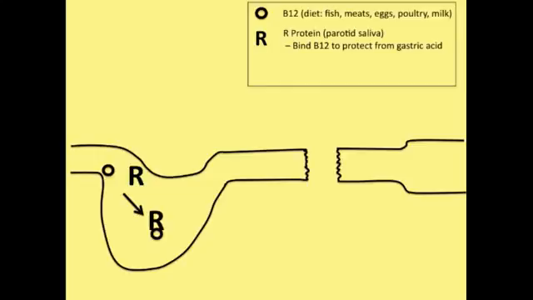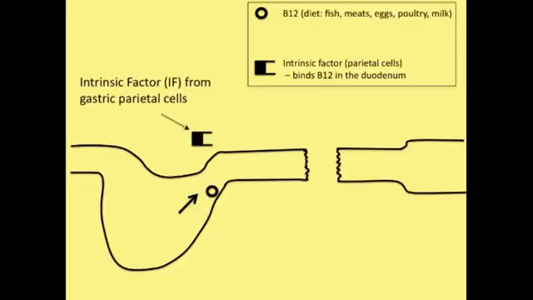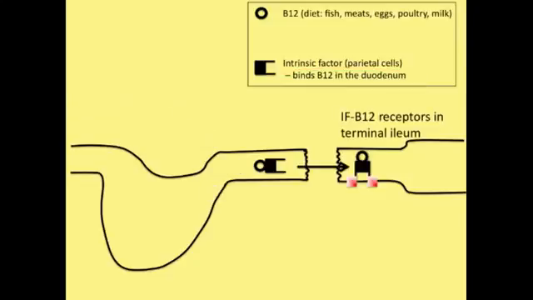But then when you get into the duodenum, the pancreatic proteases degrade R protein, and now you can see that the B12 is free to unite with intrinsic factor, and that occurs in the duodenum. The B12 and intrinsic factor complex travels down the duodenum and the jejunum until they get to the terminal ileum, where they are taken up by B12-IF receptors. And B12 is released into the systemic system.